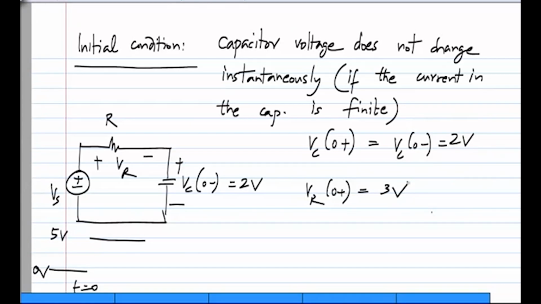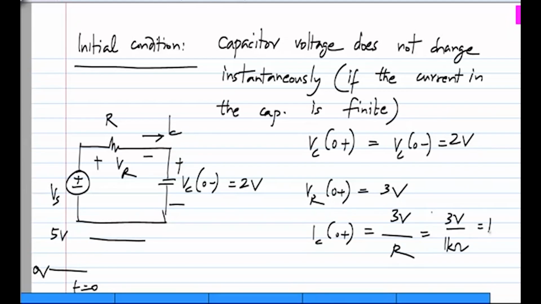And finally, if IC were of interest, then you can see that this IC is nothing but the voltage across the resistor divided by R. And the initial condition on the voltage we have already found out. So the initial condition of the current is 3 volts by R, and if R is 1 kilo ohm, it is 1 milliampere. So you will be able to find out the initial condition directly from the circuit quite easily.